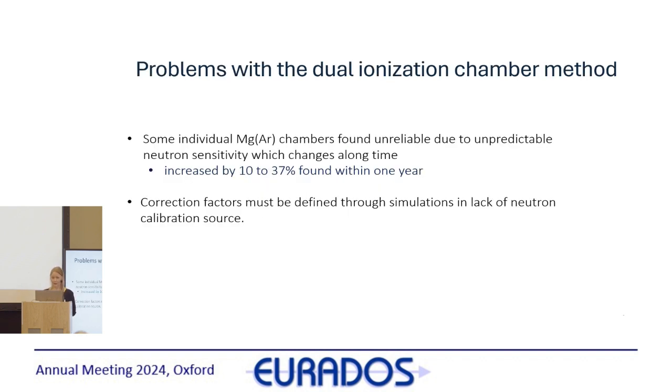So there are some problems with the dual ionization chamber method. The first problem is that these neutron insensitive chambers are not always neutron insensitive. We have found out that this magnesium argon chamber, not all of them, they are individuals, but sometimes they are very neutron sensitive, and the neutron sensitivities have changed over time. So we have seen a huge amount of difference. In my opinion, this magnesium argon chamber is not a very good idea to use. So we have a problem. We don't have a very good chamber to measure photons in a neutron beam without neutron sensitivity.